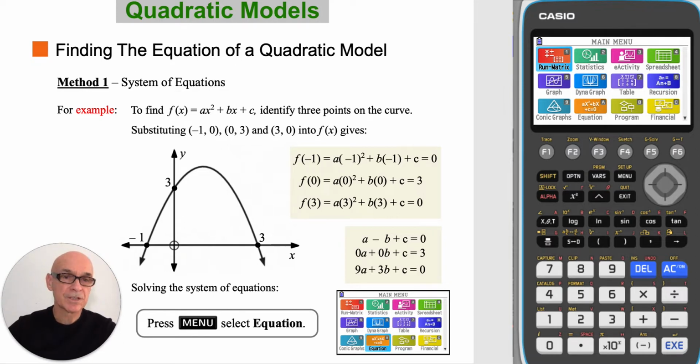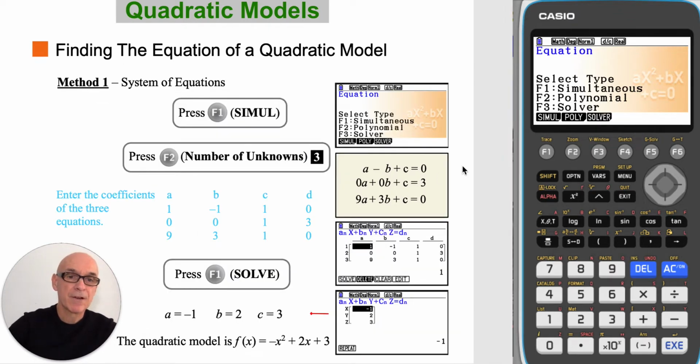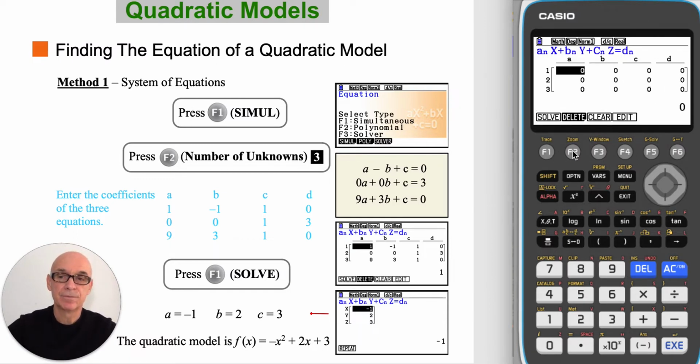To solve this system of equations, from the main menu, select Equation. Press F1 for simultaneous equations, and then press F2 for three unknowns. Enter in the coefficients of the three equations.